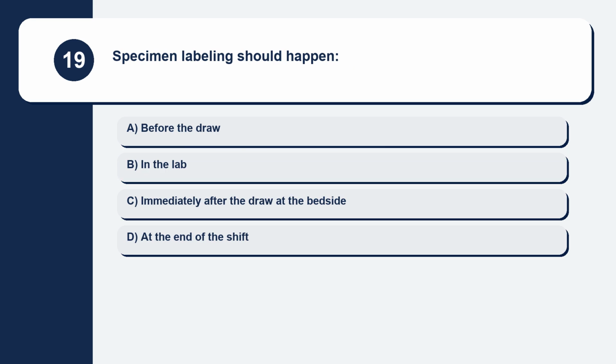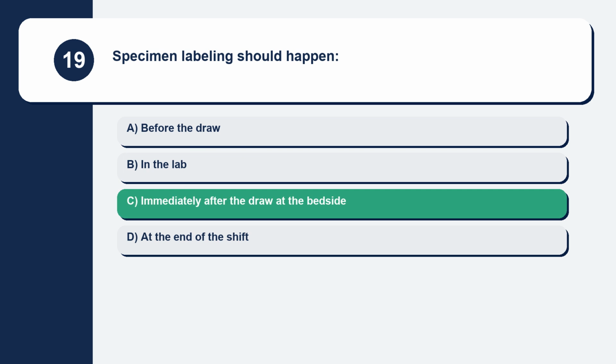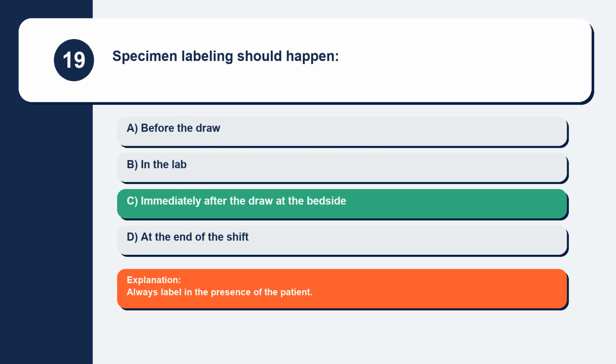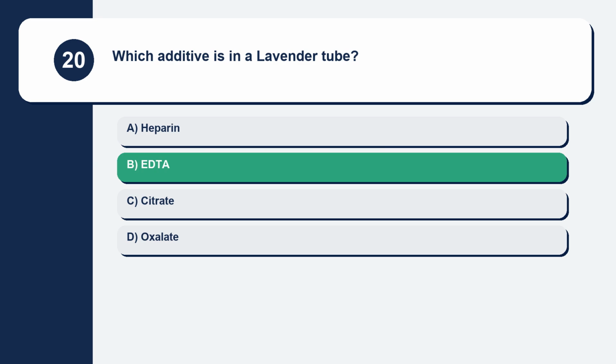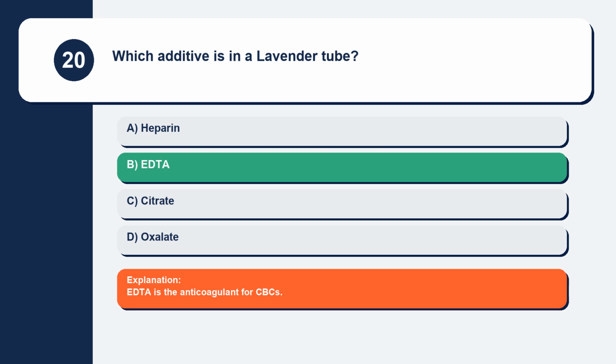Question 19. Specimen labeling should happen before the draw, in the lab, immediately after the draw, at the bedside, at the end of the shift. Always label in the presence of the patient. Question 20. Which additive is in a lavender tube? Heparin, EDTA, citrate, oxalate. EDTA is the anticoagulant for CBCs.